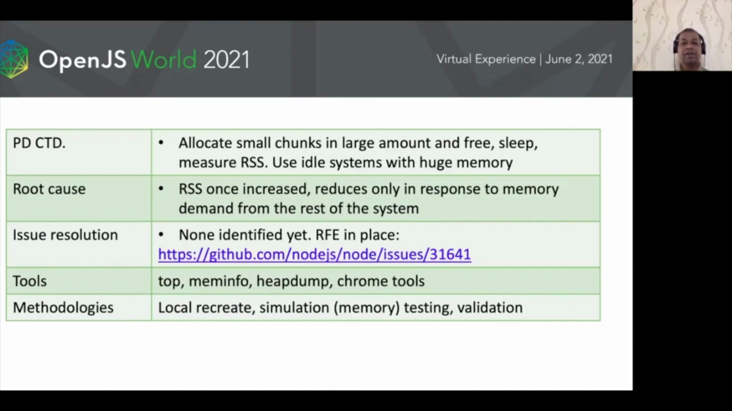So the key learning from this exercise is that RSS may not truly reflect the accounted memory or the active memory in your process. It depends on the system characteristics also. If the system is largely idle with a lot of ample memory, never trust the RSS. That's my bottom line.